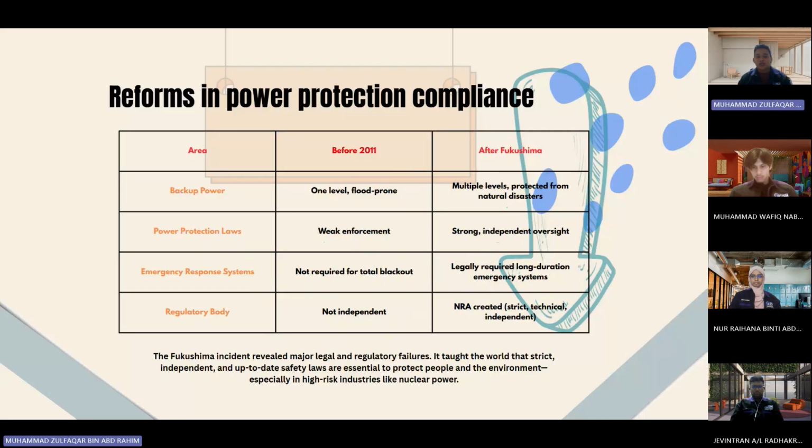So the Fukushima incident revealed major legal and regulatory failure. It taught the world that strict, independent, and up-to-date safety law are essential to protect people and the environment, especially in high-risk industry like nuclear power. So that's all from me.